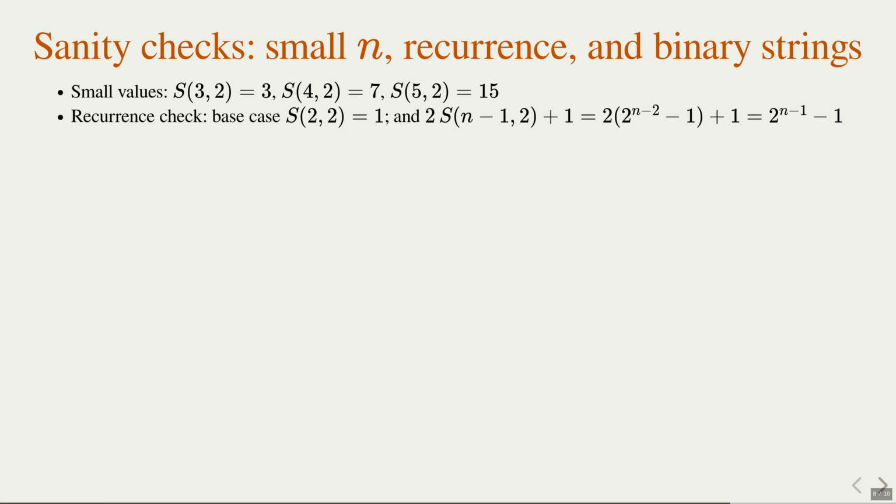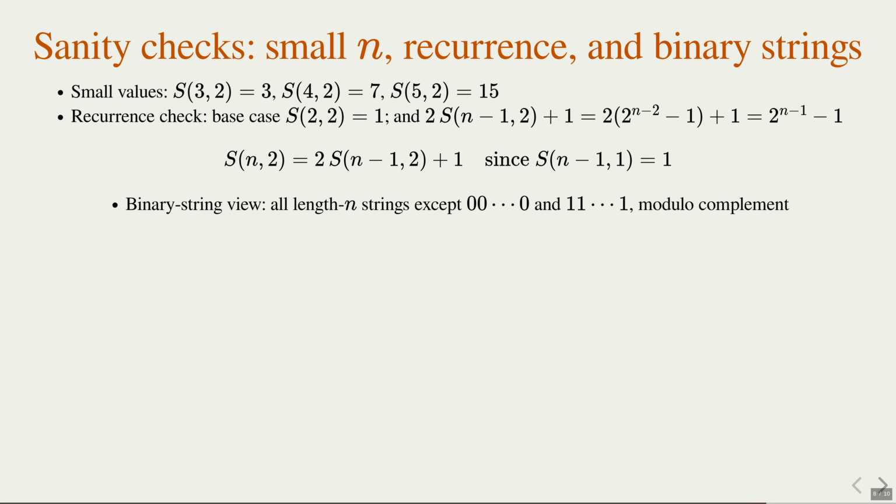If we specialize the general recurrence to 2 blocks, it predicts how the 2 block counts should grow from one n to the next. This is the specialized recurrence. For example, at n equals 5, it says take 2 times the previous 2 block count, then add the 1 block count. And S of n minus 1, 1 is always 1 because there is only one way to put everything in one block.